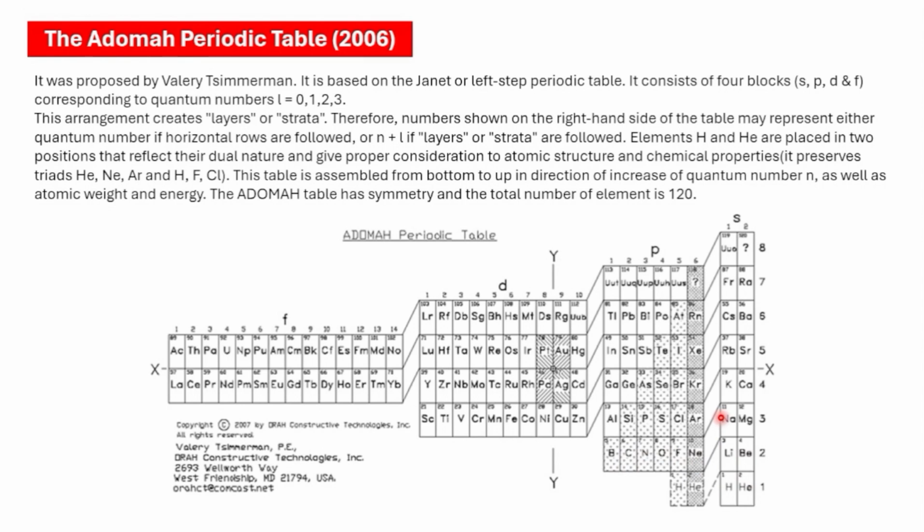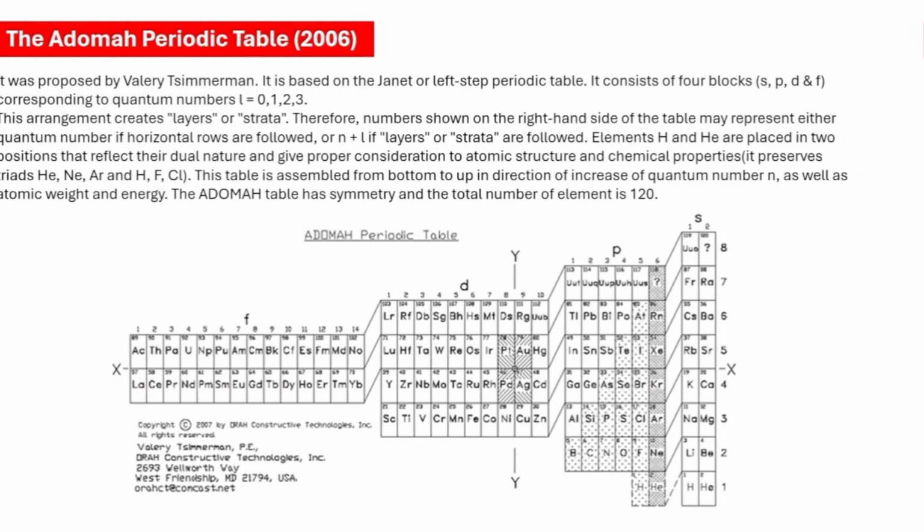Similarly, when you have S, P, and D, first you will come here: sodium, magnesium. Then you will come here: aluminum, silicon, phosphorus, sulfur, chlorine, argon, and then you will come here for the D block elements, scandium, titanium, all these things. So first you have to fill this S block, then you will fill this P block, then you will fill this D block, and after that you will go here and you will fill this F block. So like that, it consists of 4 blocks.